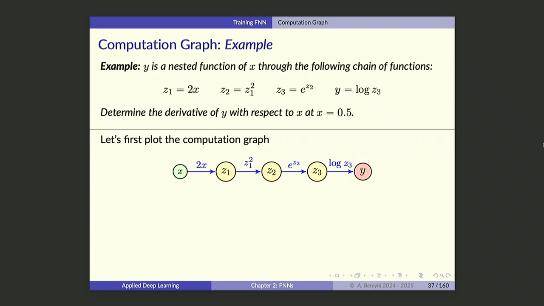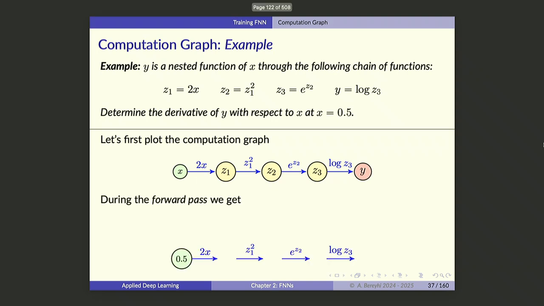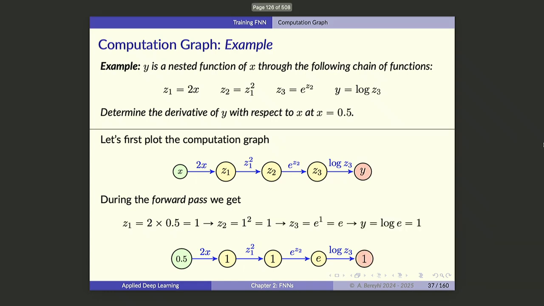Correct? And then z1 is connected to z2, z1 is squared, right? And so on till y. And now, if you want to compute y, your computer is going to really do a forward pass. So it's going to fix x to be half. Then it's going to see z1 is 1. Then 1 squared is 1 again. 1 e to power 1 is e, and log of e is 1. So your y is 1, right? So your computer is going to do all of these 4 operations to compute y, right?